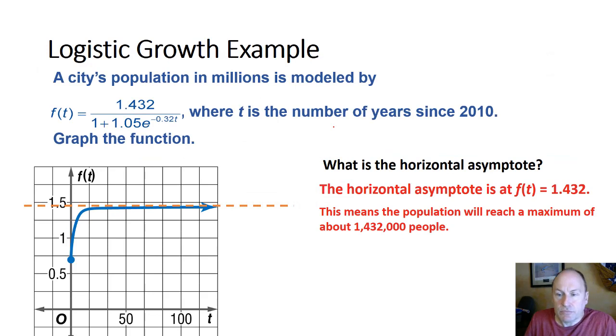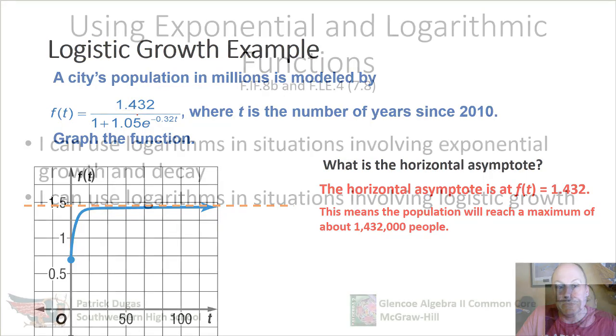Let's look at an example. Let's say a city's population in millions is modeled by a logistic growth function, 1.432 over 1 plus 1.05 e to the minus 0.32t. And t is the number of years since 2010. If we were to graph that, we would see that limiting value come into play. And in fact, it's this number right here. 1.432 million is the limit, the horizontal asymptote of the logistic function. So that city's growth, probably due to resource and geographic constraints, is limited to approximately 1.432 million.